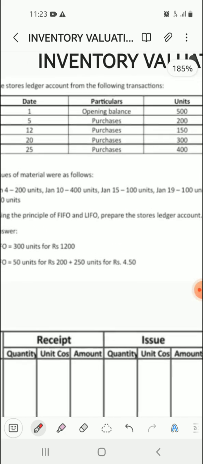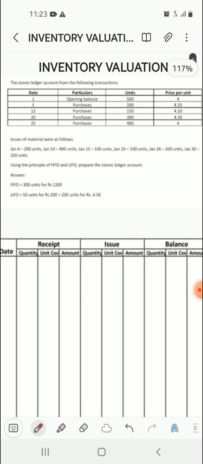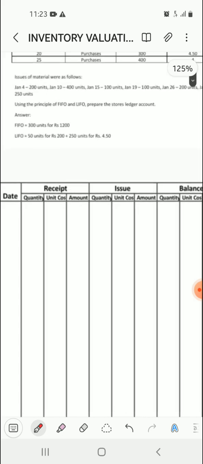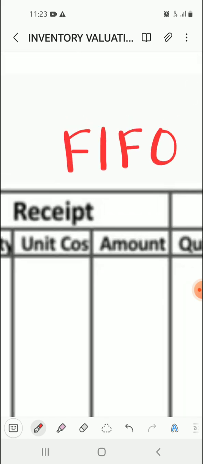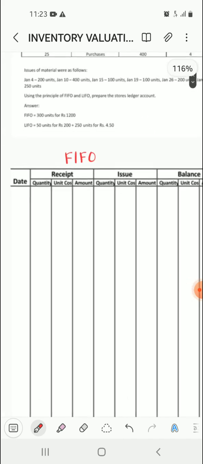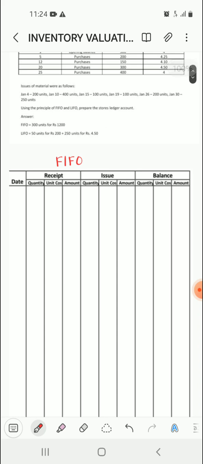Now see, the first is the date, the particulars are given, the unit and the price per unit. We are going to make the format for LIFO and FIFO. First we are going to start with FIFO. Remember that the format will be the same for FIFO and LIFO. We are going to make four main columns, a narrow one for date, and then three broad columns for receipt, issue and balance, with sub columns within them, that is quantity, unit cost and amount.